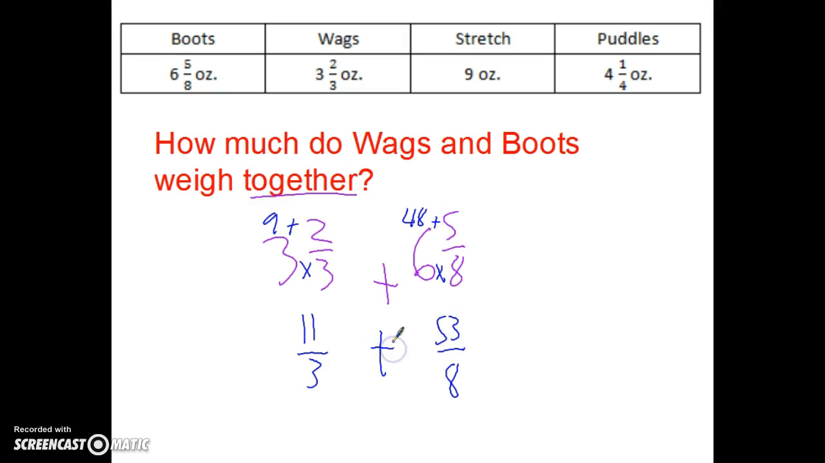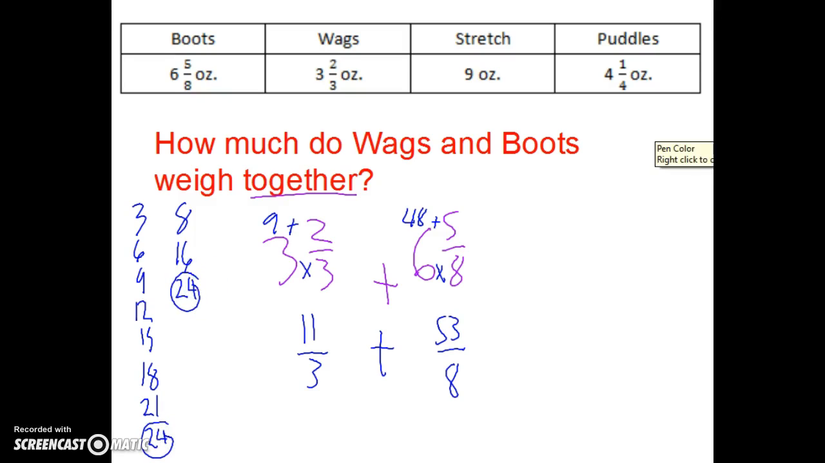And we are adding. I'm looking for an LCM of 3 and 8. 3, 6, 9, 12, 15. 8, 16, 24. Do not have one yet. Since my 3 side is lower right now, I'm going to keep going with it. 18, 21, 24. Oh, there we go. I'm going to change them both to 24ths.